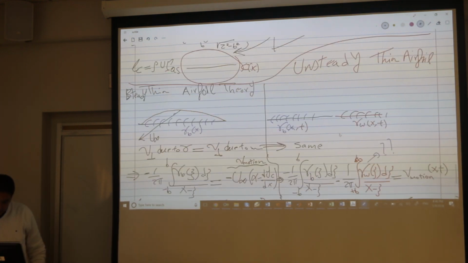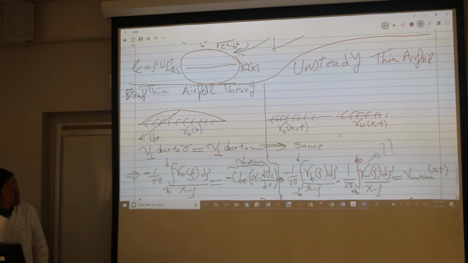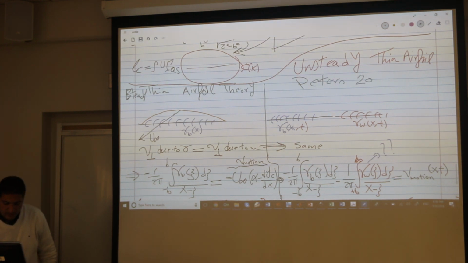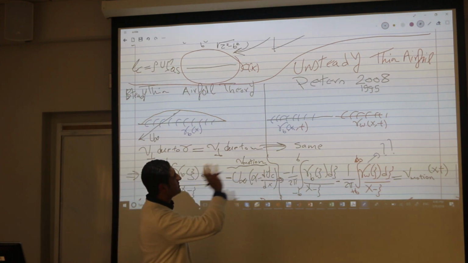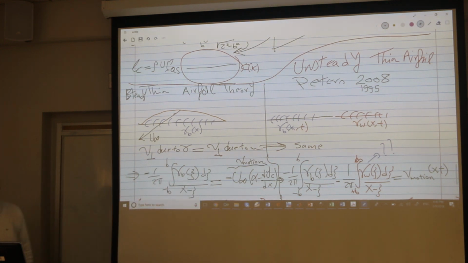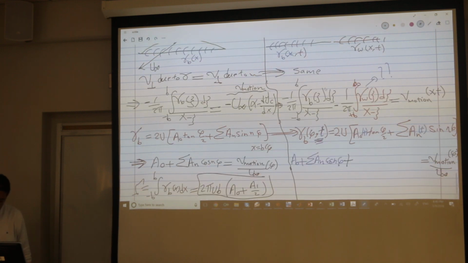So what Peters did: unsteady airfoil theory goes before Peters, but he made very significant contributions. This is Peters, 2008, so it's relatively recent. We were talking about 1914, and all of a sudden it's 2008. I guess he also has a paper on similar stuff from 1995, but the one that is more complete and detailed is 2008, maybe with a little bit different spirit. Anyway, what he said is that this term will assume the same form.